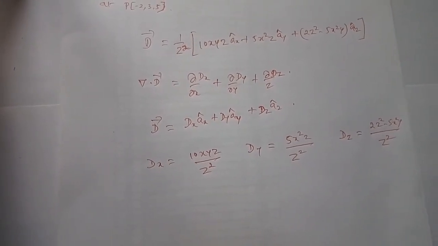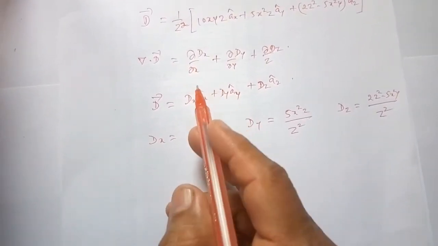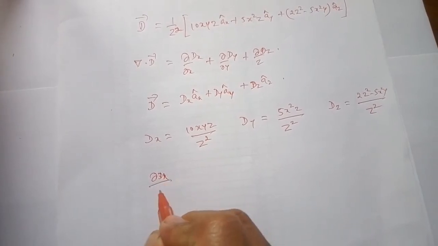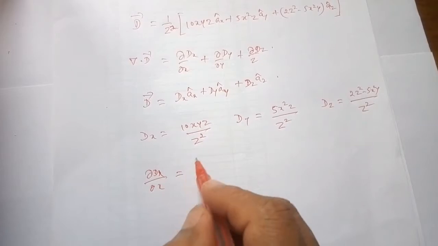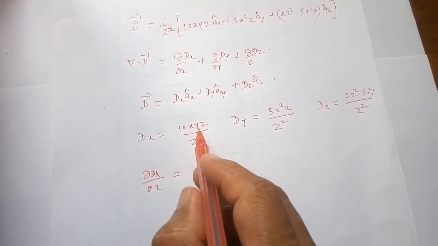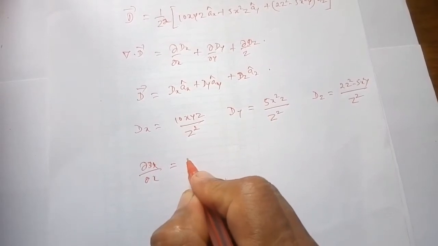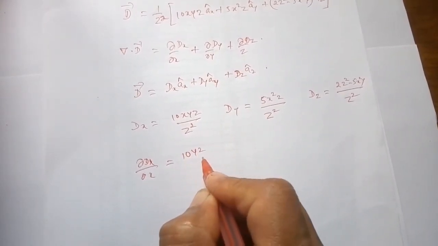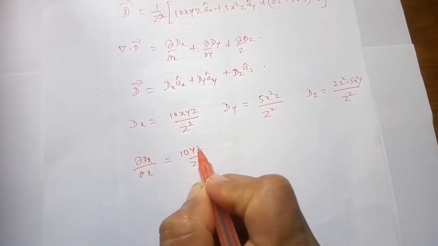So let us try to find out the derivatives. That is ∂/∂x differentiation. Dx is differentiated with respect to x. So all are constant. So it is 10yz divided by z square. So therefore z cancels. You are left with z only.